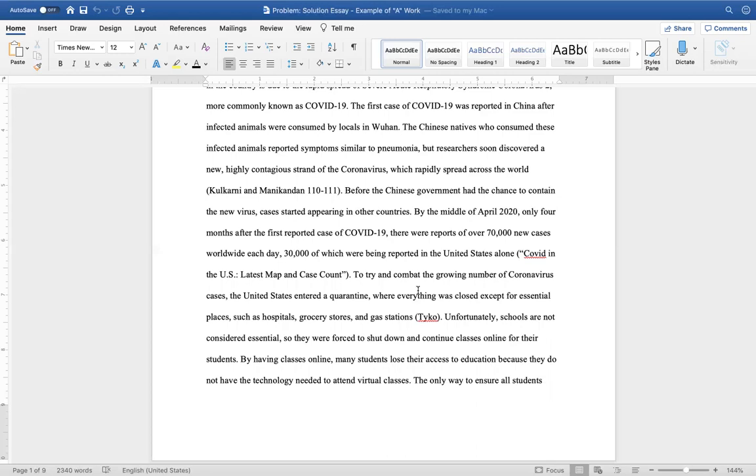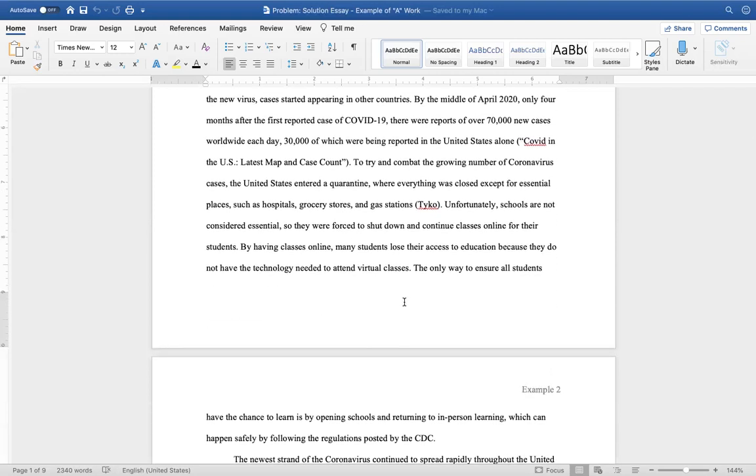Before the Chinese government had the chance to contain the new virus, cases started appearing in other countries. By the middle of April 2020, only 4 months after the first case of COVID 19, there were reports of 70,000 new cases worldwide each day, 30,000 of which were being reported in the United States alone. To try to combat the growing number of coronavirus cases, the United States entered a quarantine where everything was closed except for the essential places such as hospitals, grocery stores, and gas stations. Unfortunately, schools are not considered essential, so they were forced to shut down and continue classes online for their students.